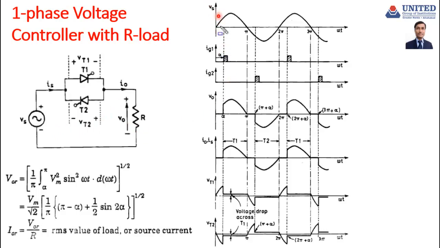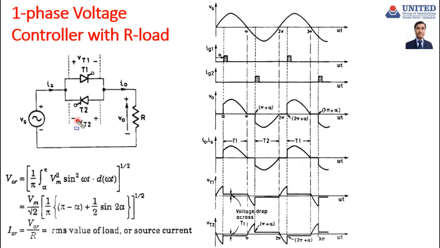Here we see the various waveforms of this controller. The first one is the waveform of supply voltage, second IG1 waveform which shows the triggering pulse for thyristor T1, IG2 is the triggering pulse for thyristor T2, V0 is the output voltage across the resistive load, I0 is the output current and IS is the source current. VT1 is the voltage across thyristor T1 which is shown here, and VT2 is the voltage across thyristor T2 which is also shown here.